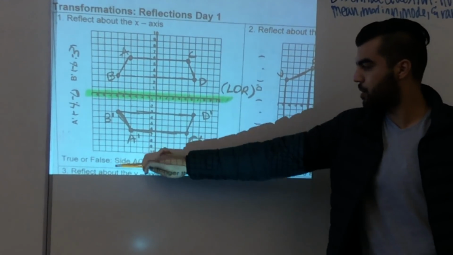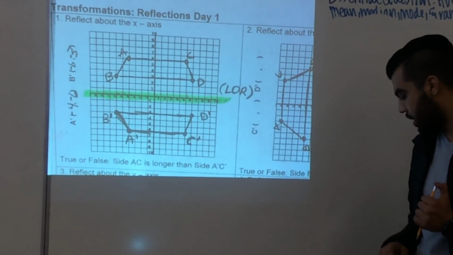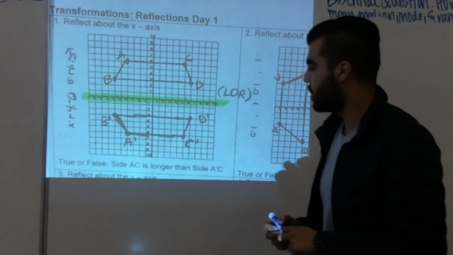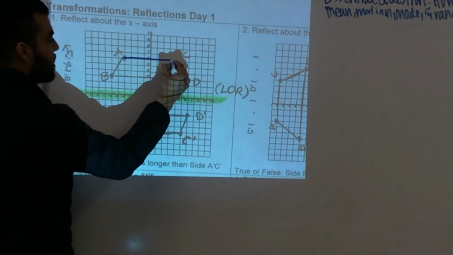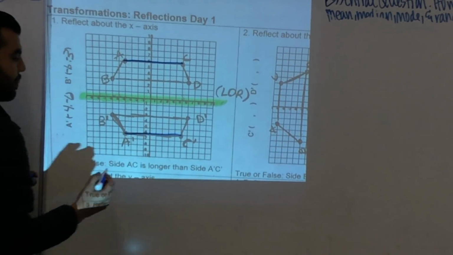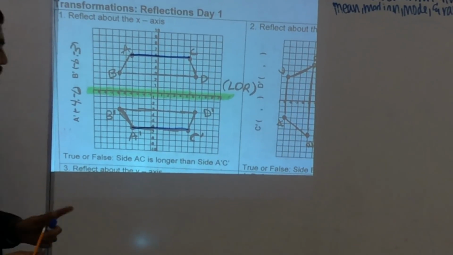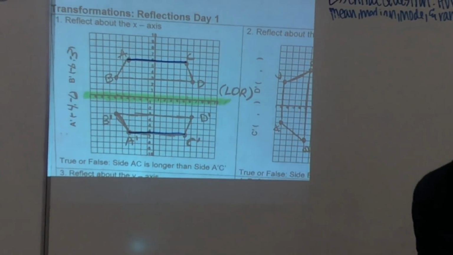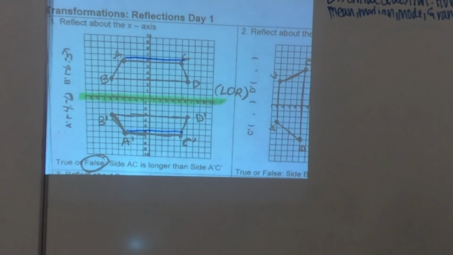And now let's answer our short question here. Is side AC longer than side A prime C prime? So here we have AC. Where's AC? This one right here. Is it longer than A prime C prime? So we want to compare those two. Side AC is longer than side A prime C prime. That's false. They're both the same length. So for this one, we say that it is false.